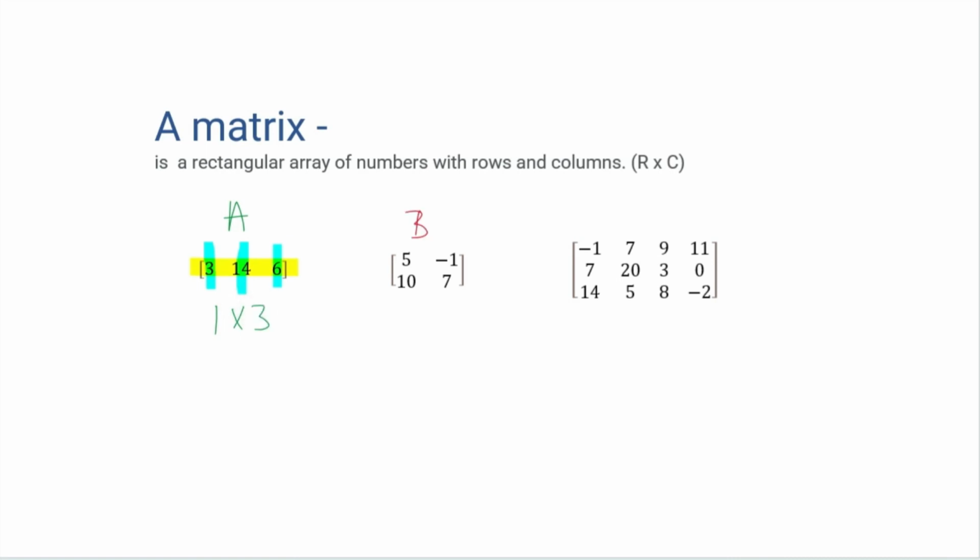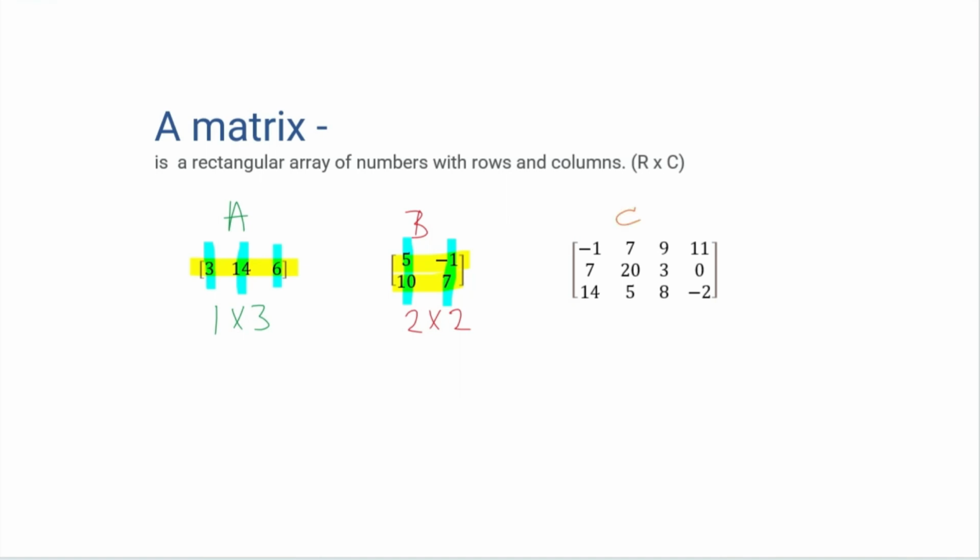This second matrix B has 2 rows, this row and this row, and 2 columns, 1 and 2. So this is a 2 by 2 matrix. This will become important because this allows certain operations when working with other matrices.